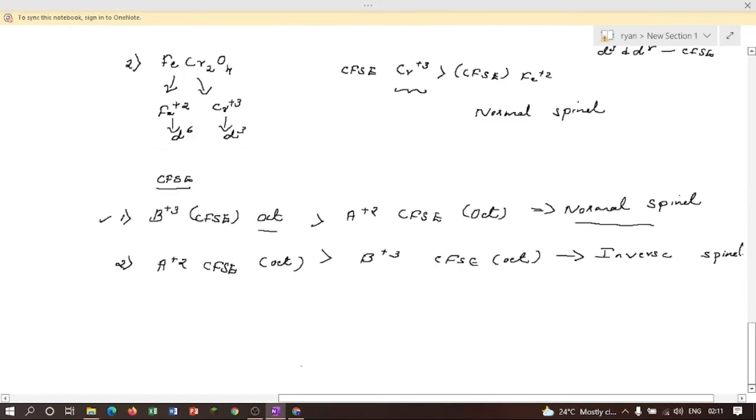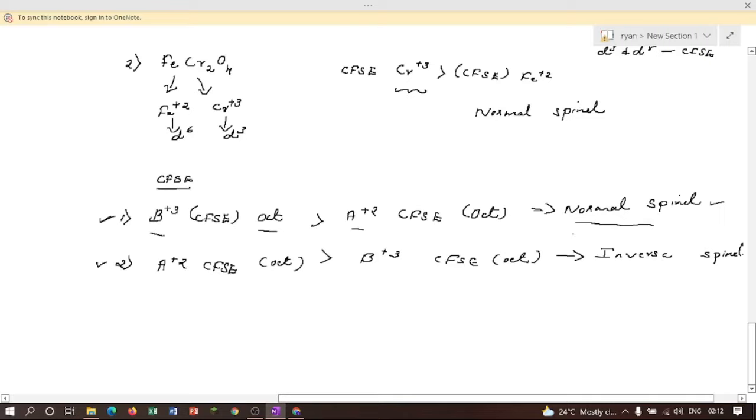Crystal field stabilization energy is the best way to identify whether it is normal spinel or inverse spinel. There are two things which have to be remembered. First one: crystal field stabilization energy of the tripositive ion is greater than crystal field stabilization energy of the dipositive ion in the octahedral field, which means we can say the spinel over here is known as the normal spinel.